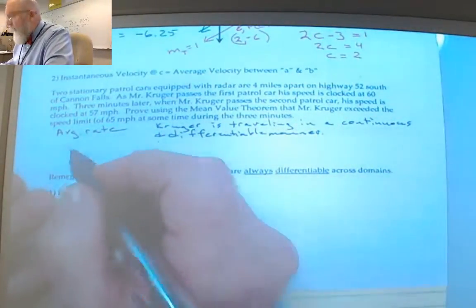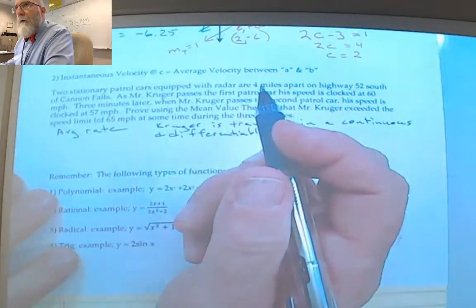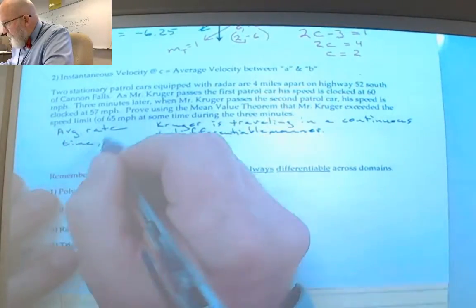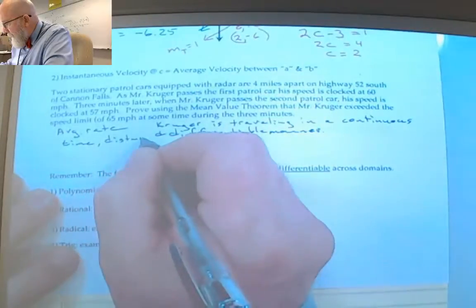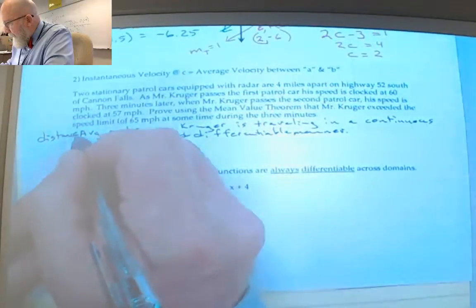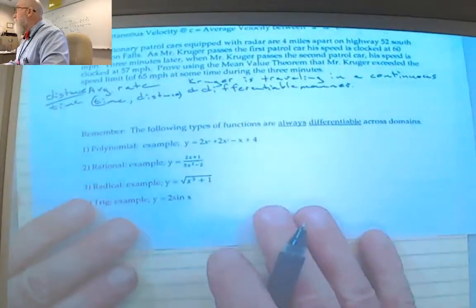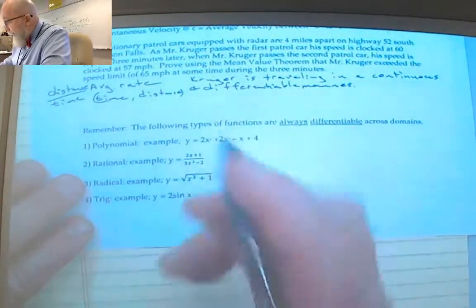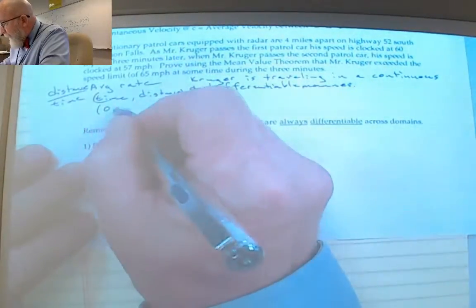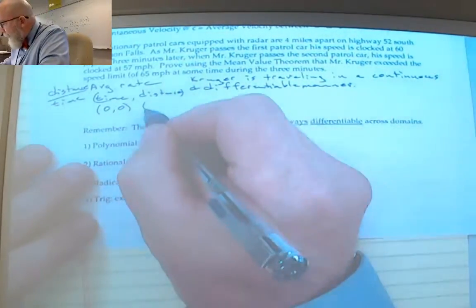So my average rate, well, I need what? To figure out average rate, you need exactly what? 2 points. So I'm going to have time, and I have distance. Because I know distance divided by time gives me my speed. Would you agree? Right? So when I passed the first patrolman, that's when everything started. So that's 0, 0. What is it for the second patrol car?